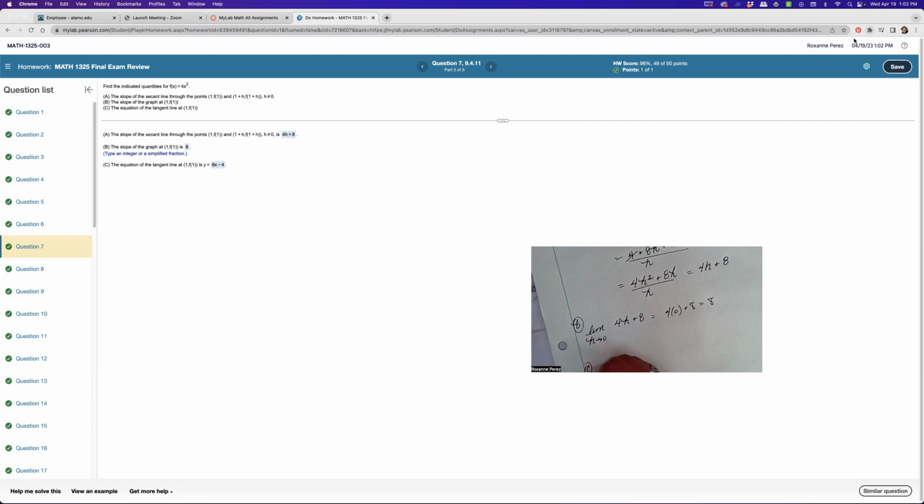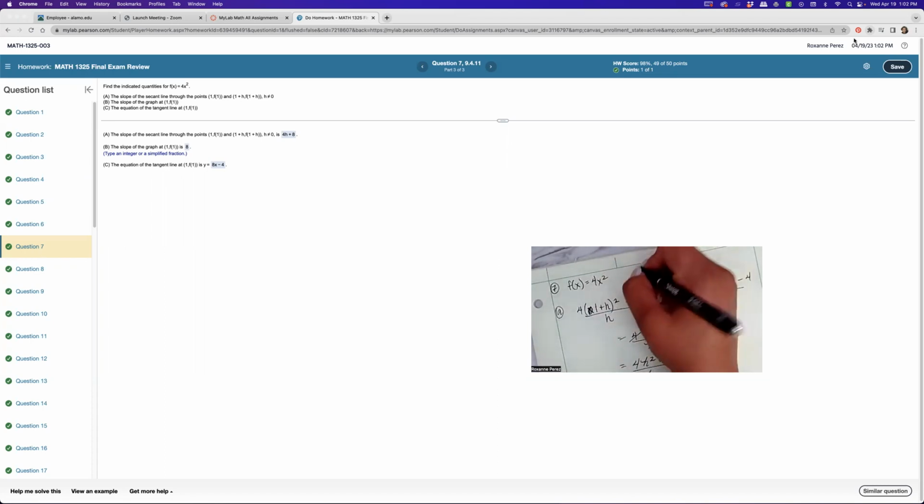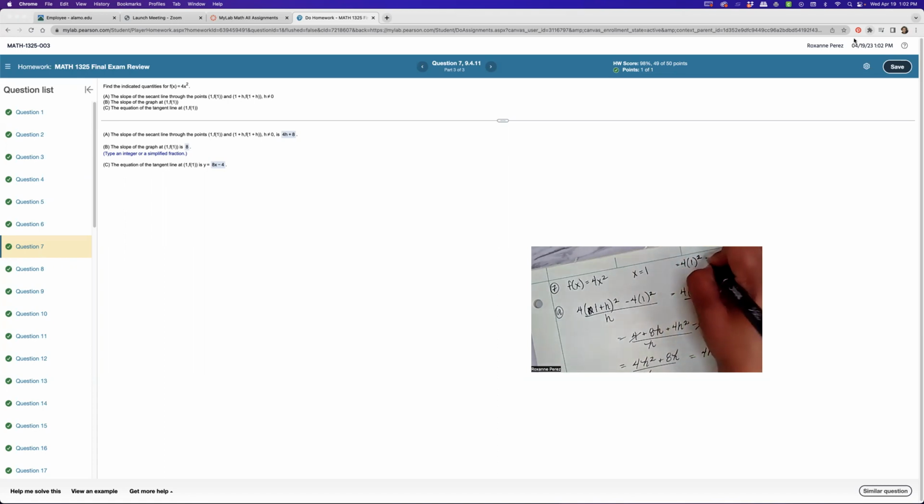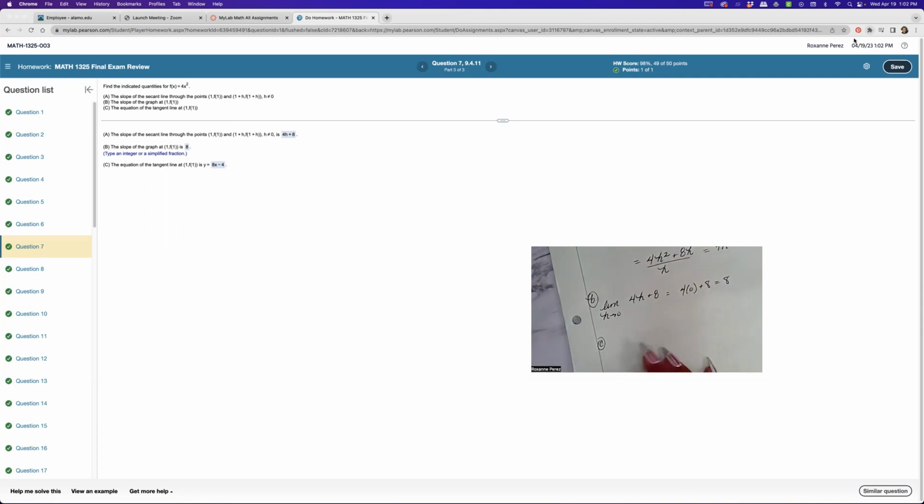Now part C, we're asked to find the equation of the tangent line at x equals 1 and whatever the corresponding y value is. Okay, so the first thing we're going to do is come back to our original function, and plug in x equals 1, which is going to give us 4 times 1 squared, which is 4. So our point is 1, comma 4. And that's what we're going to use in this part C.